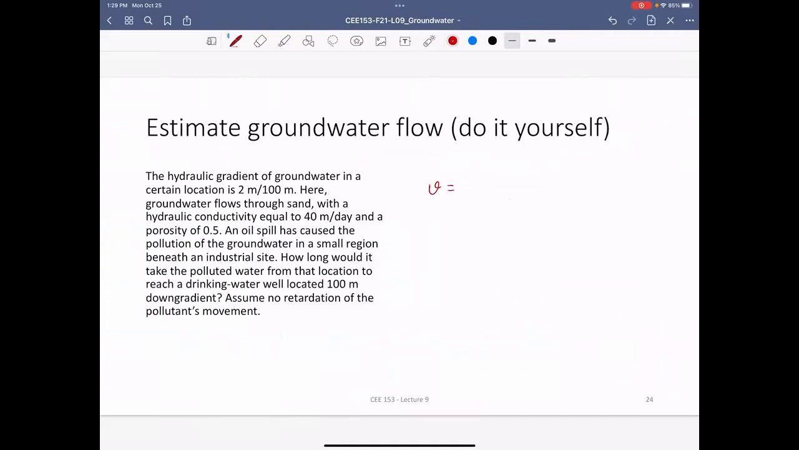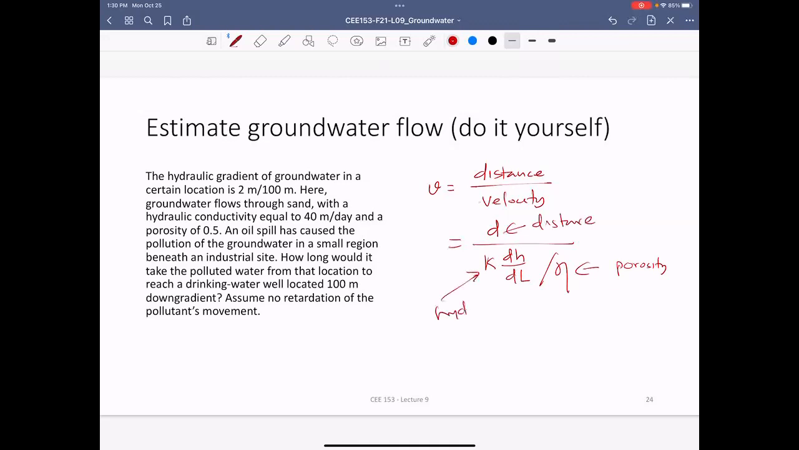Again, I'm just going to write it. Distance over velocity. So distance is d. Velocity is Darcy's velocity divided by porosity. So then that porosity will go up. So that's k dh over dl times porosity. K is hydraulic conductivity.